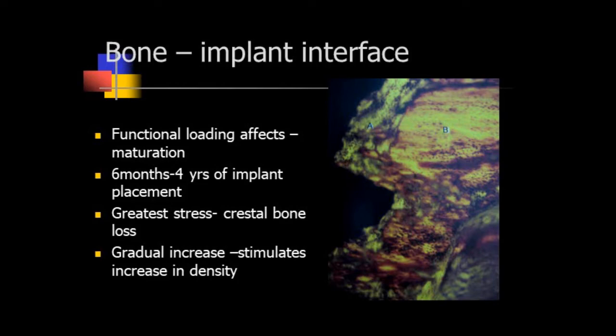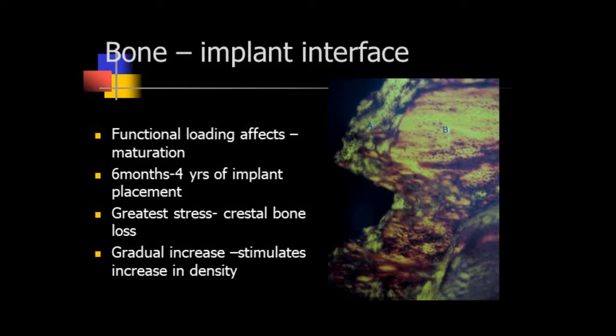When a stress is applied to an implant that exceeds the physiologic limit of the bone density present around the implant, that leads to implant failure. Whereas when the bone responds to physiologic force, with a gradual increase in the load during the prosthetic fabrication, that stimulates an increase in density. So progressive bone loading can stimulate increase in bone density.